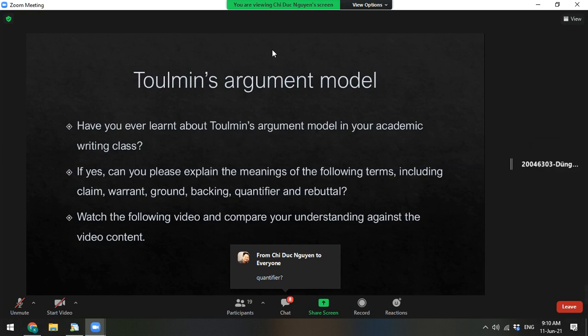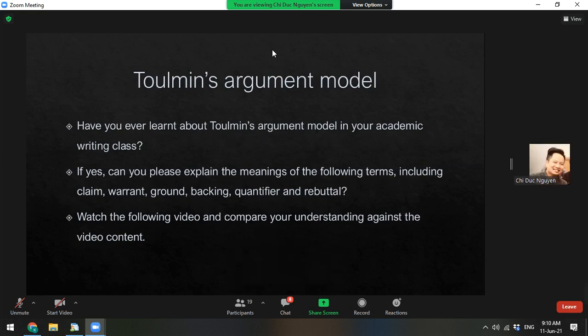Okay, so qualifiers can be some kind of hedging because it can lower the certainty of a statement. At the beginning you talk about the claim, which is a statement of your opinion, and sometimes the statement is not so strong, so we need to have some kind of hedging devices in order to make it a little bit lower in terms of certainty.